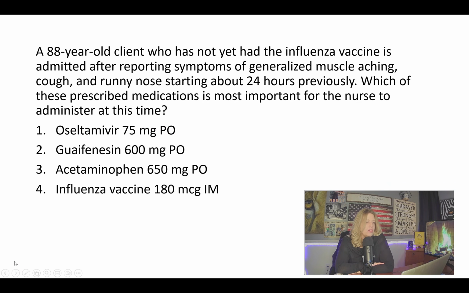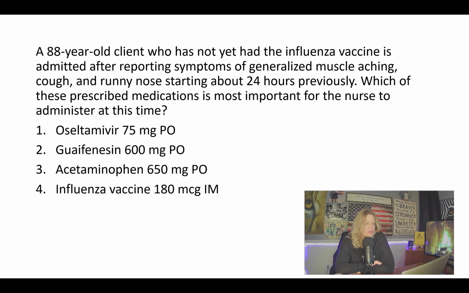An 88-year-old client who has not yet had the influenza vaccine is admitted after reporting symptoms of generalized muscle aching, cough, and runny nose starting about 24 hours previously. Which of these prescribed meds is most important for the nurse to administer at this time? So I have one patient with a possible diagnosis. They don't say it, and I don't love that they don't say it, except they make it pretty clear that this person probably has the flu. They say they didn't have the vaccine, and all their symptoms are the symptoms of the flu. So it's really pretty clear that they probably have the flu.